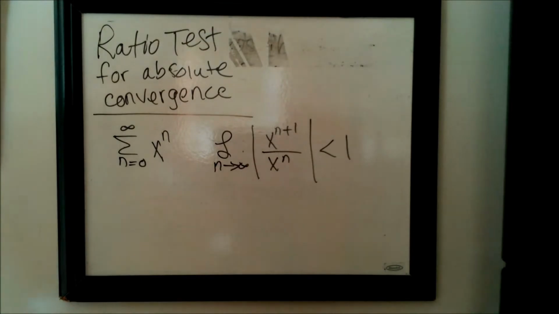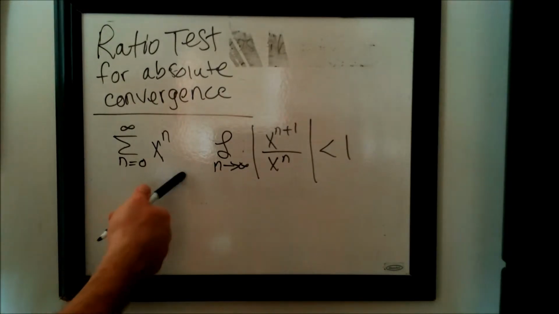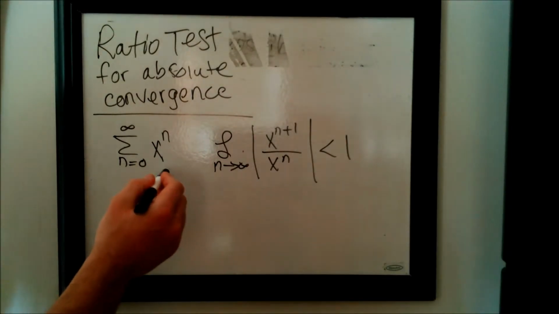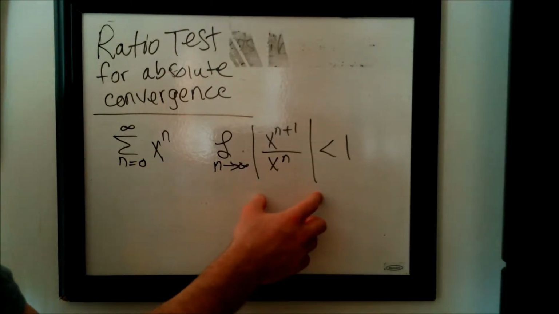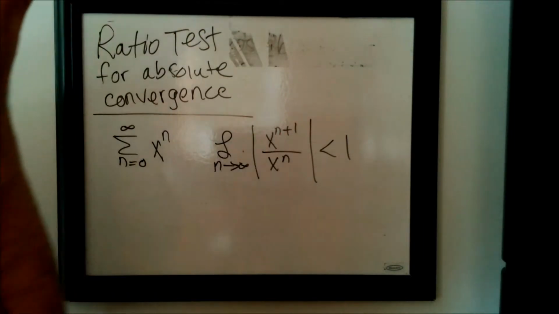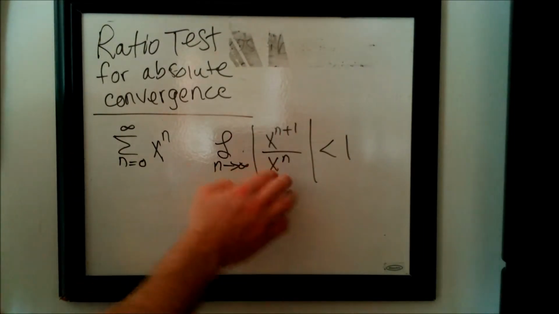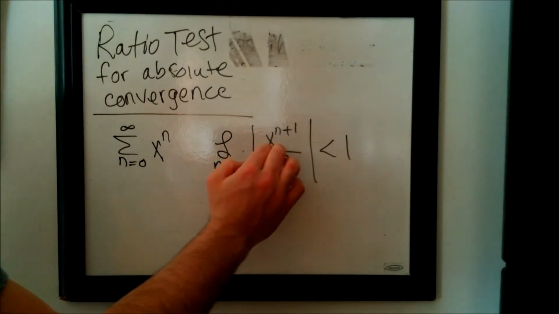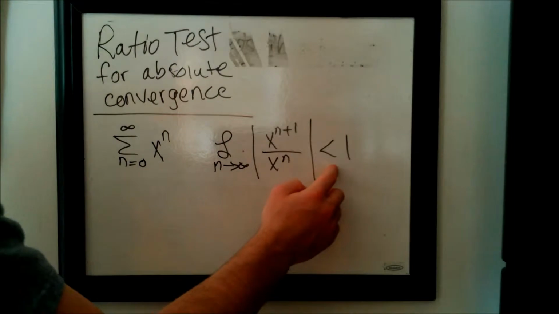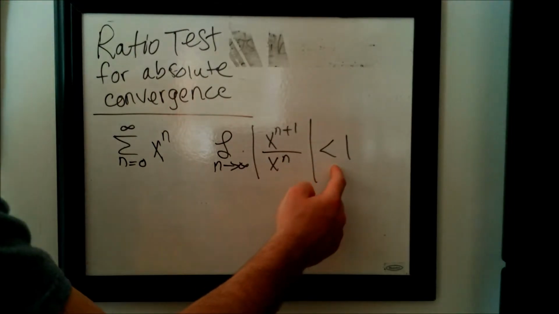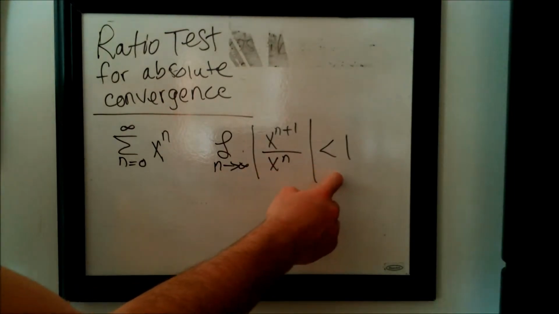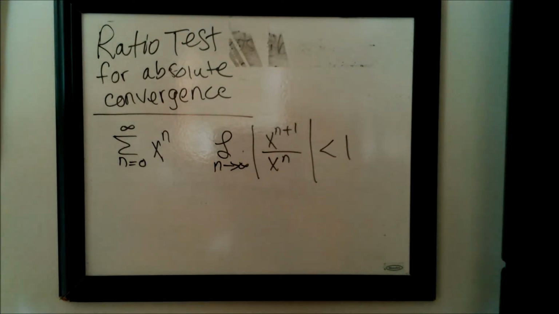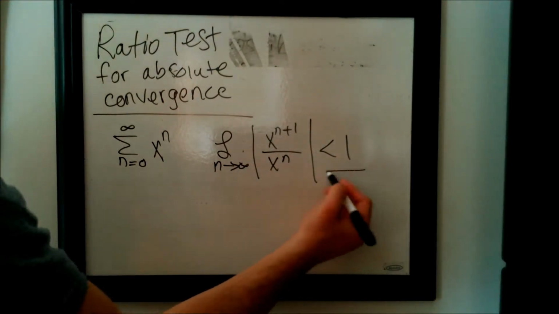Alright, so what we have here is an example of the ratio test for absolute convergence. We have our series, x to the n. What we do is we take the limit, as n approaches infinity, of the absolute value of x to the n plus 1 all over x to the n. So we have our first term, and then we have the next term in the series. And the whole thing has to be less than 1 for the series to converge, because if you remember, the ratio test says that when the limit is less than 1, it will converge, and when it is greater than 1, it will diverge. So what we're looking for here is when the limit is less than 1.